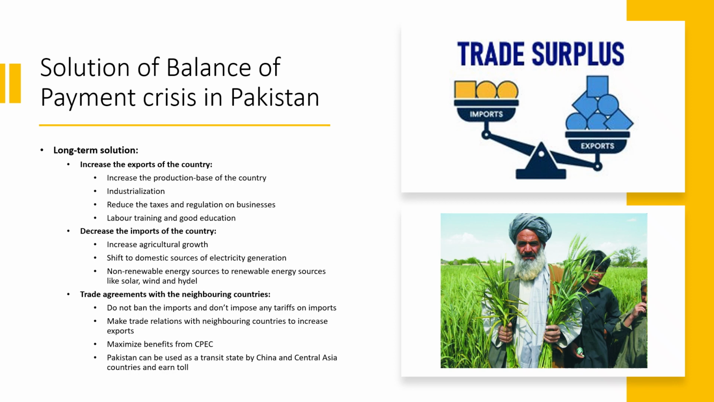We should make trade relations with neighboring countries to increase our exports, and we should maximize benefit from these trade agreements. For example, CPEC, we should maximize benefits from CPEC. We all know that Pakistan can be used as a transit state by China and Central Asia, and we can earn toll from this trade also. So these are the long-term solutions of balance of payment crisis.